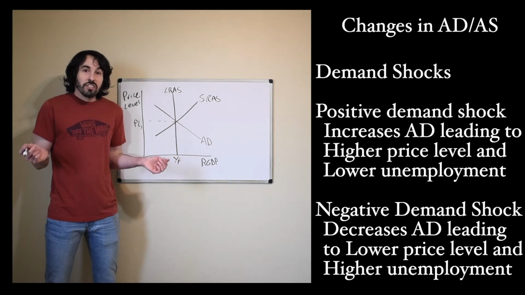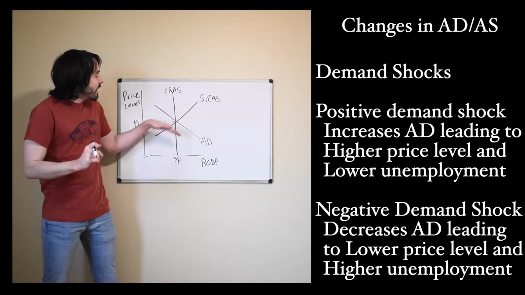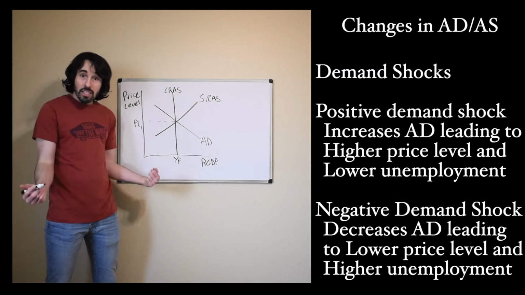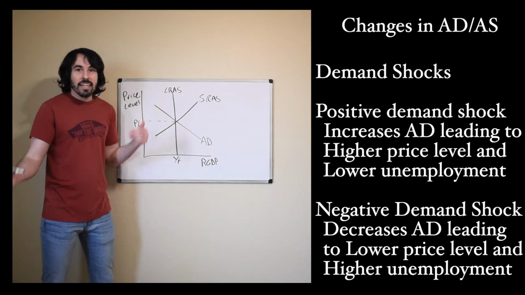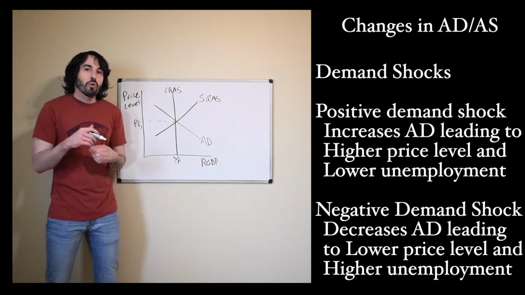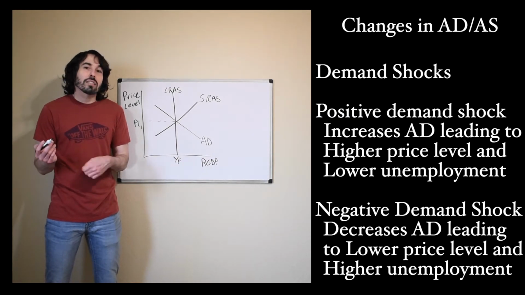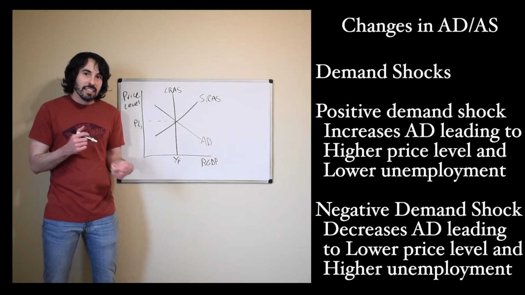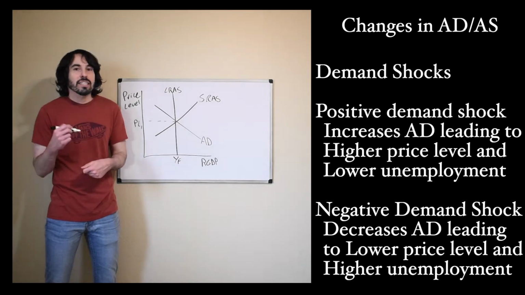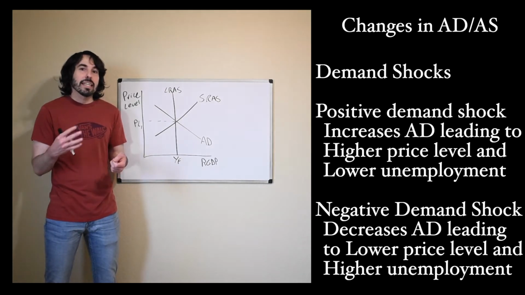When a demand shock is occurring, all that's really happening is that aggregate demand is either increasing, a positive demand shock, or decreasing, a negative demand shock. Remember, there's four parts of aggregate demand that can cause aggregate demand to increase or decrease. That's CIGX: consumer spending, investment spending, government spending, and net exports.